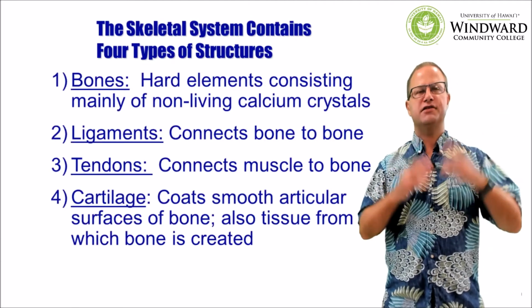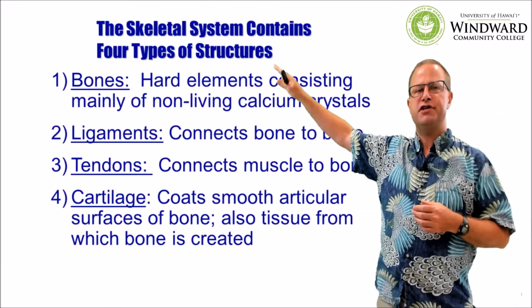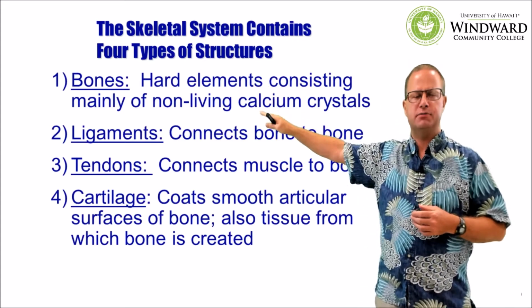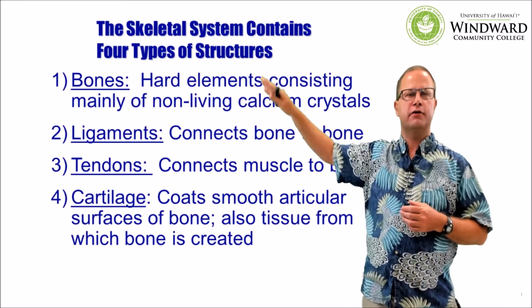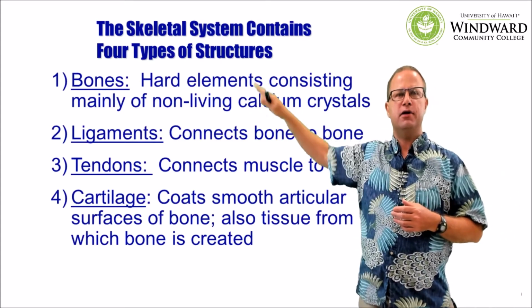Okay, there are four different elements of the skeletal system. Firstly, we have the bones. The bones here are organs composed of osseous tissue, as well as blood tissue, other connective tissues as well, nervous tissue, etc. Now, in addition to bones, we have ligaments.